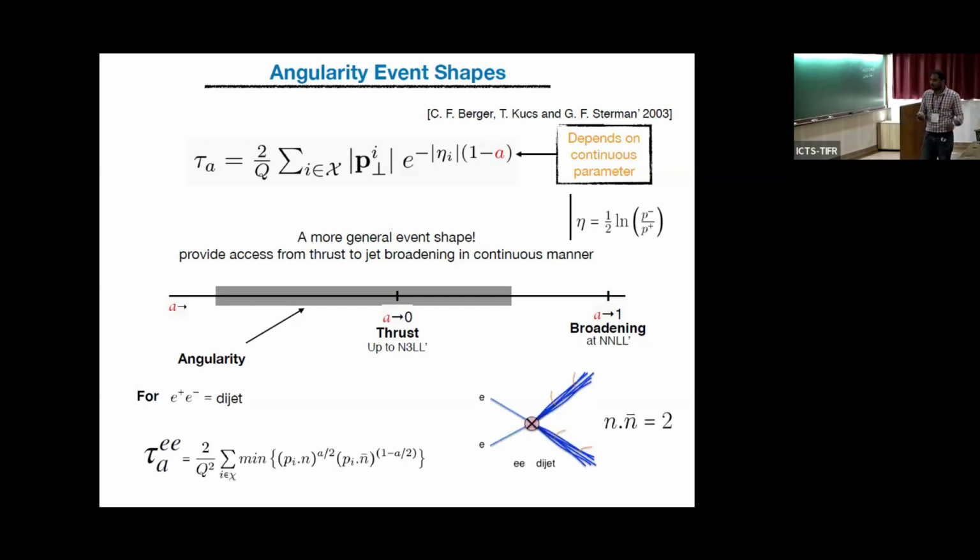For example, electron-positron going to dijets. In this case, the projection now has a functional dependence on the angularity parameter. By changing this angularity parameter, we can have a different configuration.